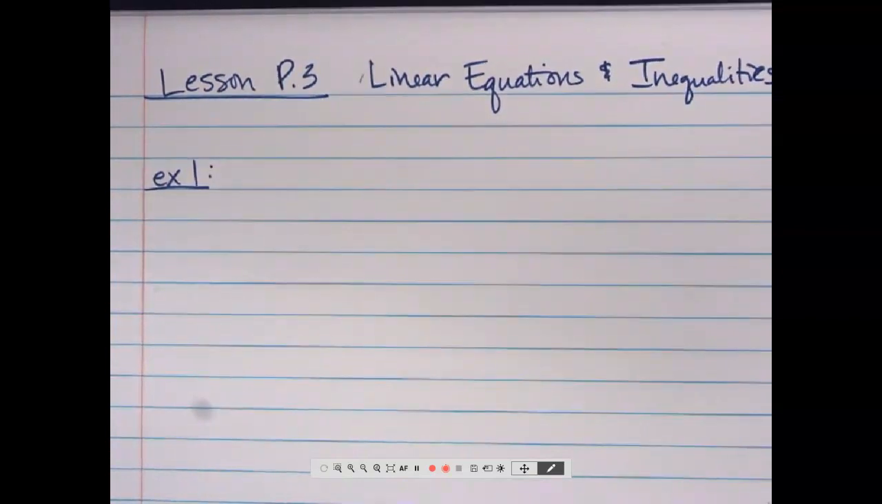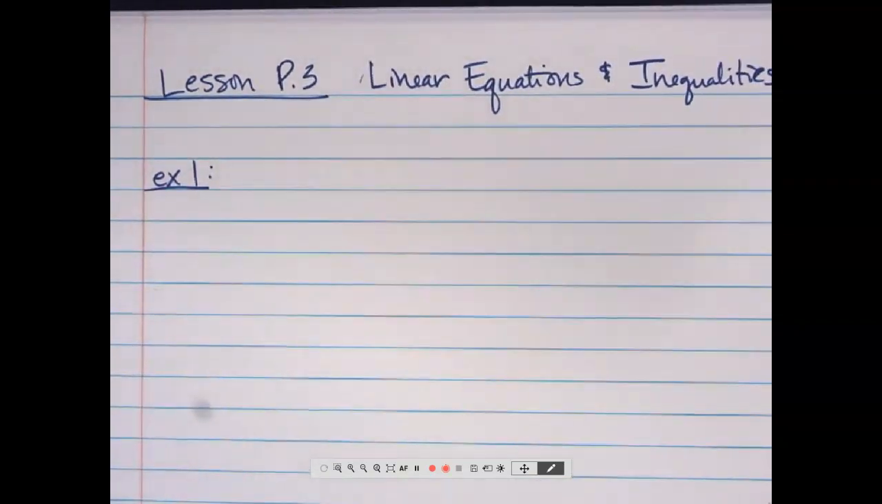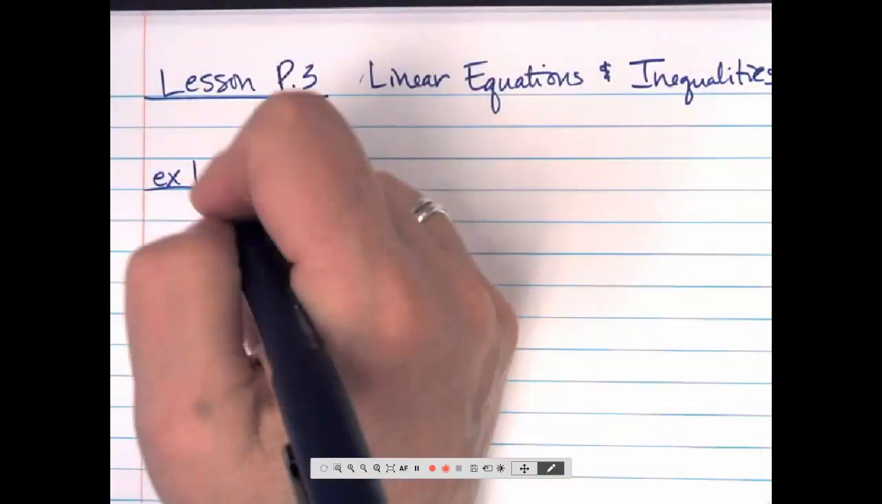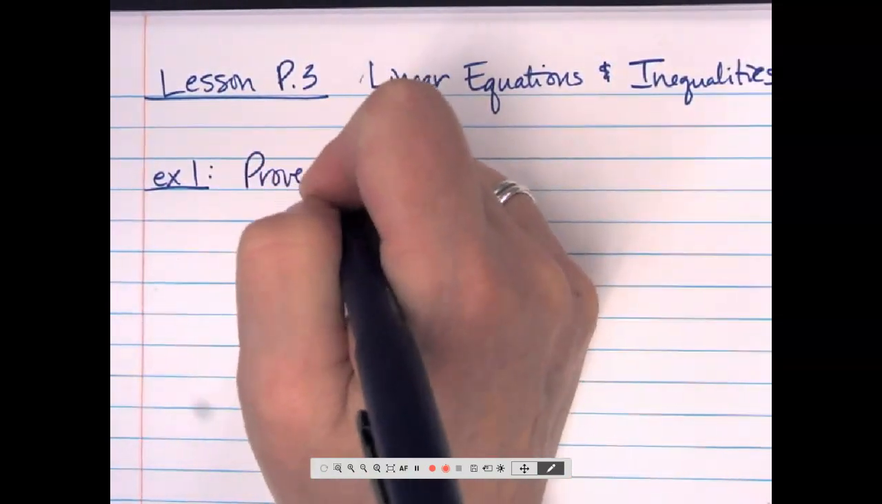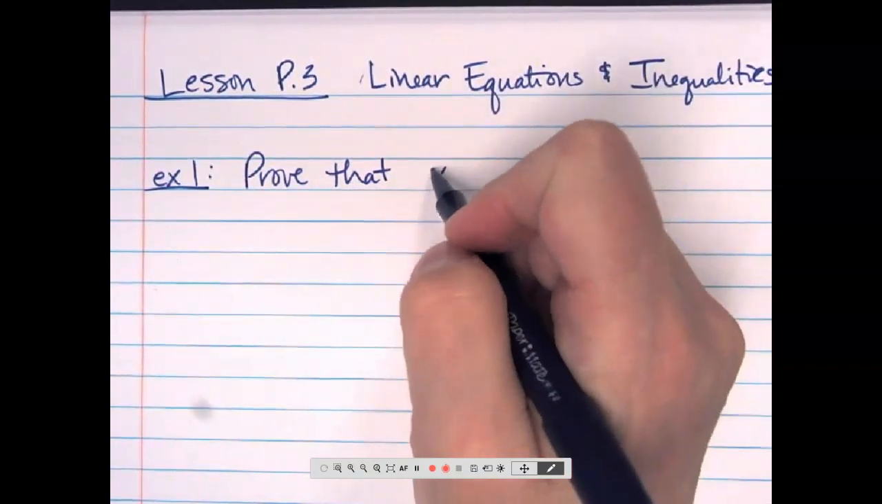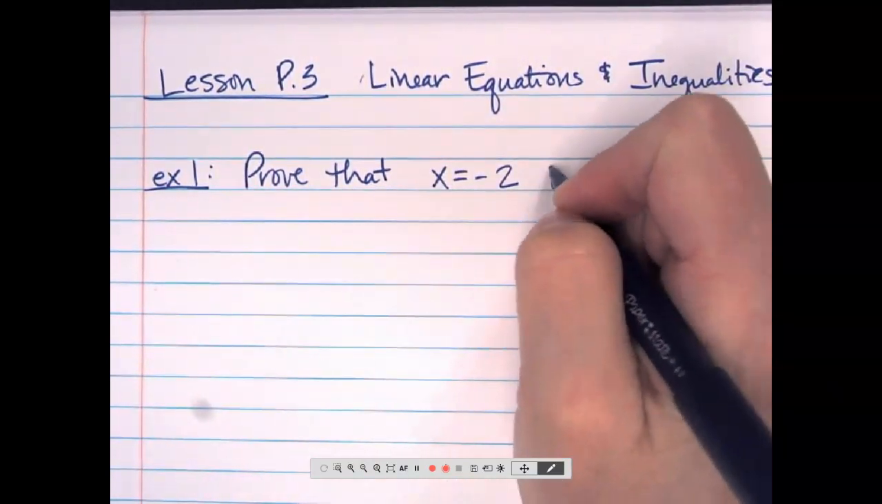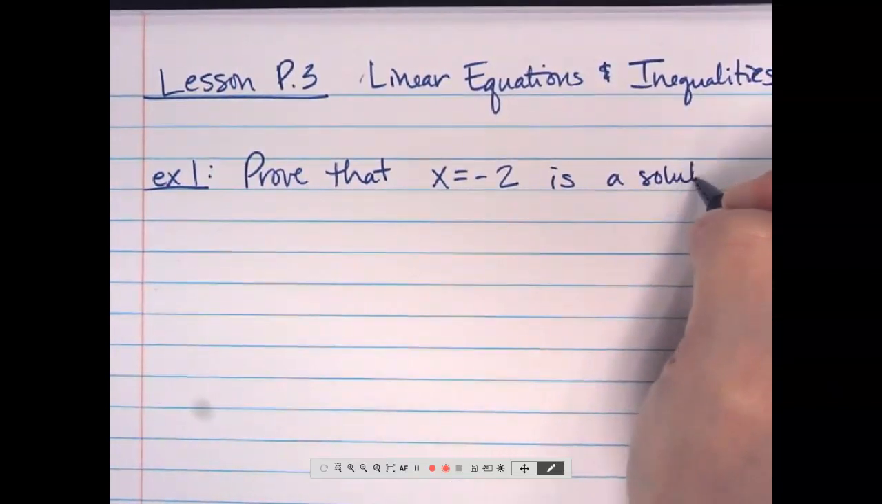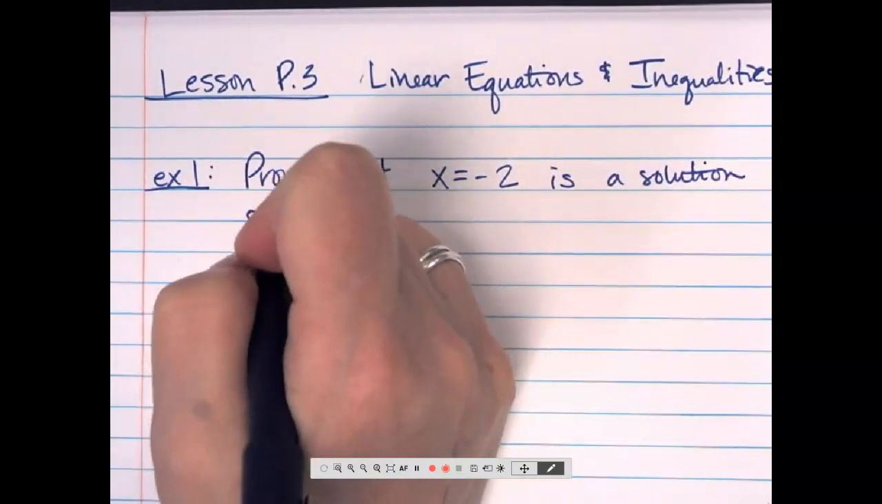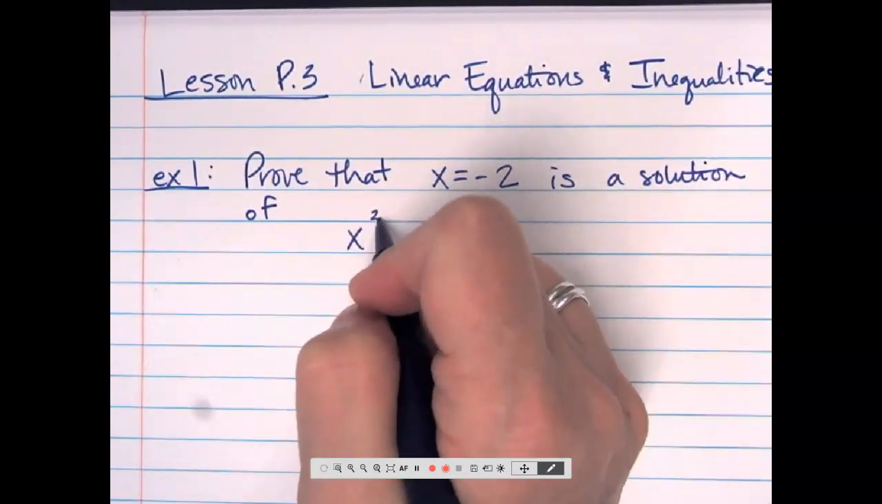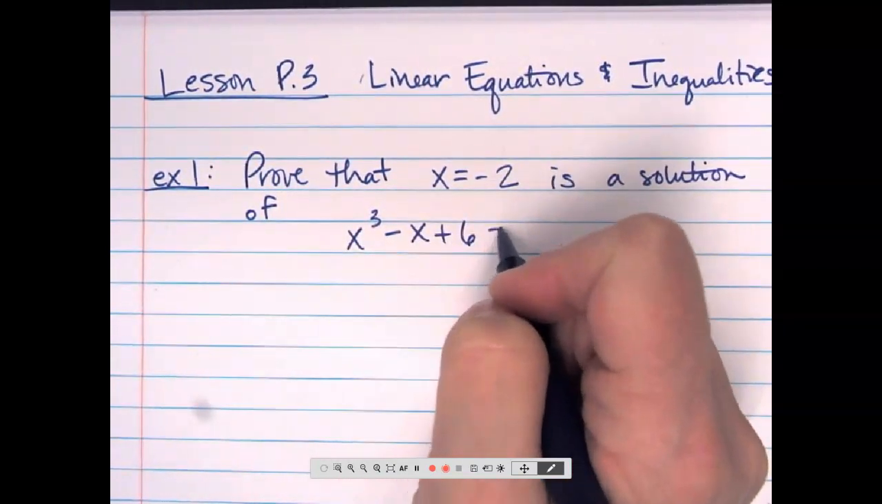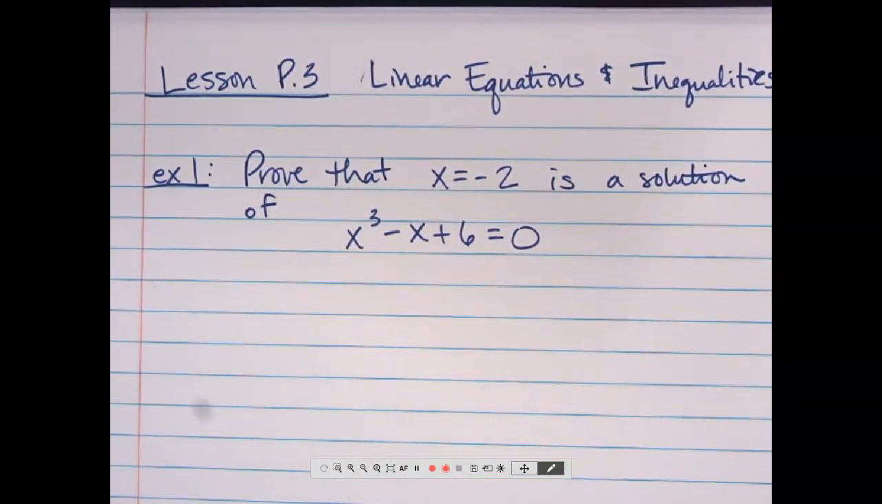Okay, I'm going to jump right in with an example here. How would you prove to me that x equals negative 2 is a solution of x cubed minus x plus 6 equals 0? And when I say prove, I don't mean like a 2-column geometry proof, like with given and reason and that kind of stuff. Just algebraically, how would we prove that that is a solution?